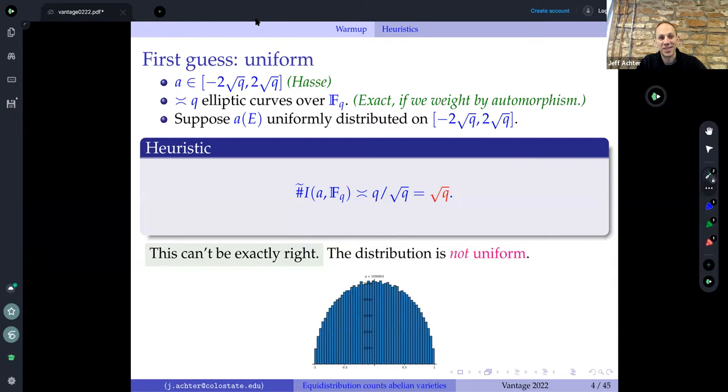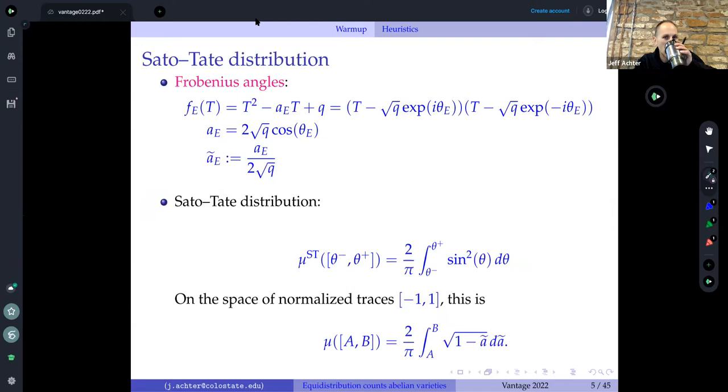All right. So Christelle told us a lot about Frobenius angles last week, and I just want to single out one very small piece of the story, which is that it's known that the roots of this polynomial have size root q, and so as complex numbers, they look like root q e to the i theta. There are too many minus signs here, but other than that, we're okay.